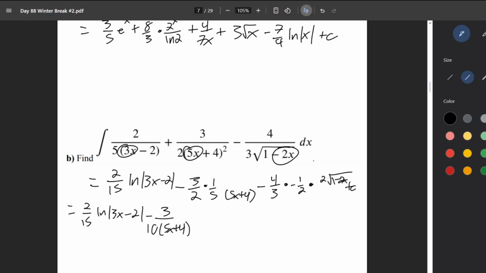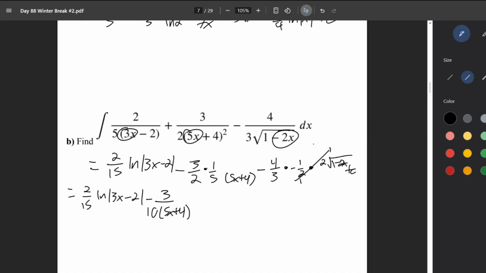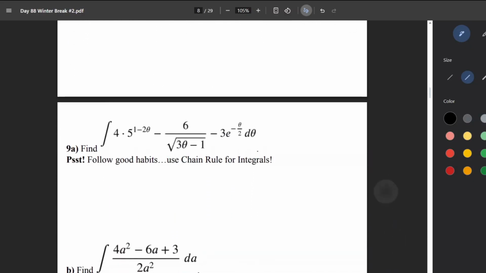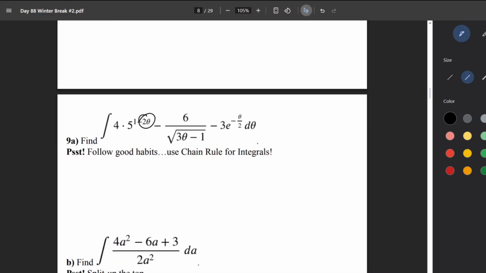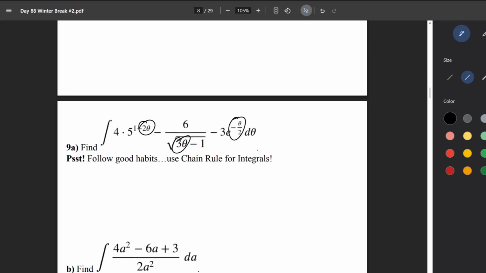So this one is kind of a weird one, but should be okay. So these cancel out. Just remember for these ones, the radical will always be on top. Don't forget plus C. Again, more chain rule, just don't get confused with this theta. It's d theta.